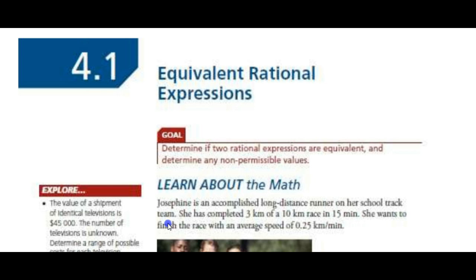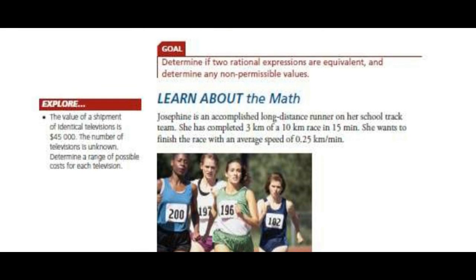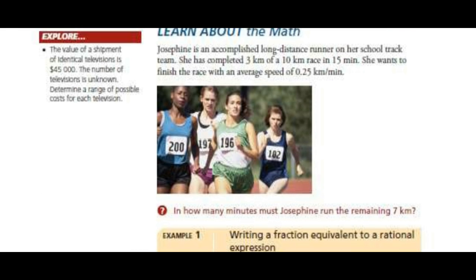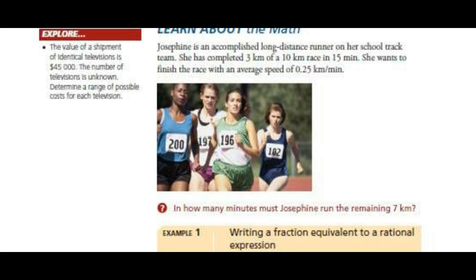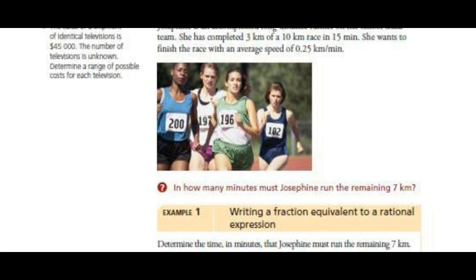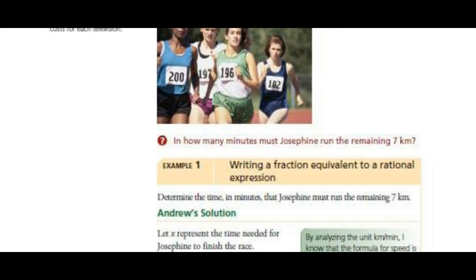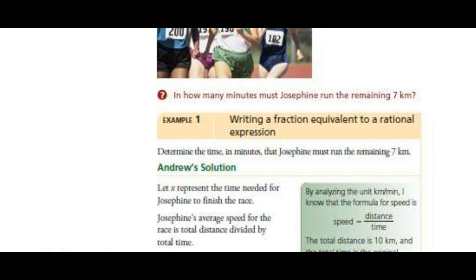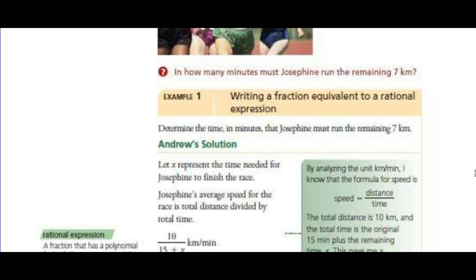Okay, let's go back to here. Josephine is an accomplished long-distance runner on her school track team. She has completed 3 kilometers of a 10-kilometer race in 15 minutes. She wants to finish the race with an average speed of 0.25 kilometers per minute, or a quarter of a kilometer per minute, or 250 meters per minute. In how many minutes must Josephine run the remaining 7 kilometers?